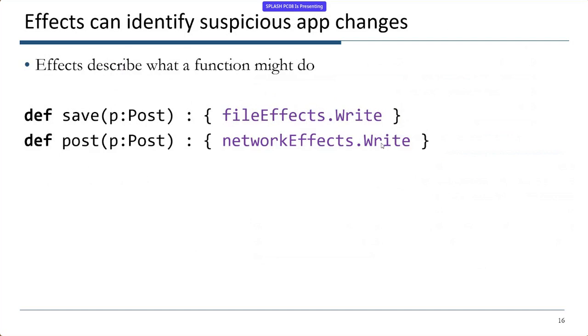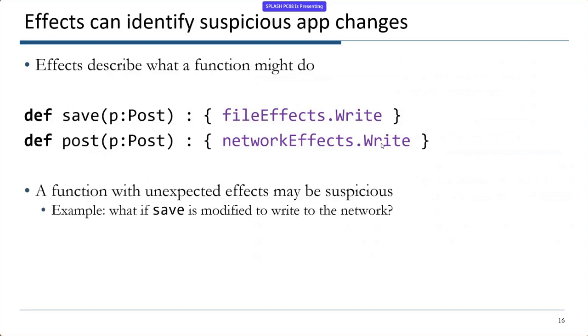So what can effects do? One thing they can do is identify suspicious app changes, right? So let's say I have a save function and a post function. The save saves it to the network file system, and the post posts it to the network. If we have unexpected effects, it might be suspicious, right? So if we modify save and it actually writes to the network, okay, maybe that's intentional because we want to save it to a network drive, but maybe it's suspicious, right?